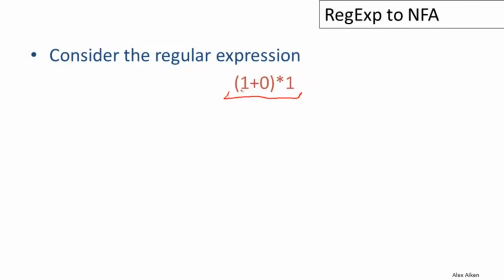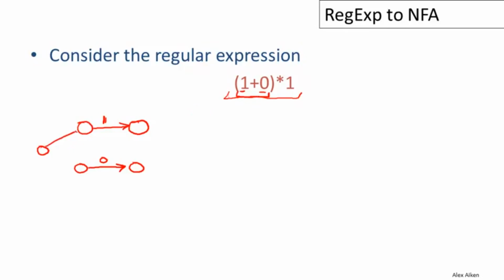So what do we have here? We have a machine for accepting 1. If you recall, it had 2 states, and it made a transition between the two on the number 1. Similarly, a machine for accepting 0. And now we need to put them together in a machine that accepts either 1 or 0.